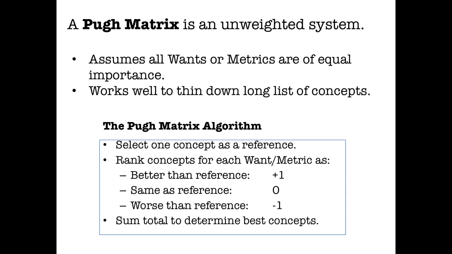The way that the Pugh matrix algorithm works is that you first select one of your three concepts as a reference. Okay, so your reference is going to score basically neutral on all of the wants or metrics. And then you're going to rank concepts for each want or metric as better than the reference gets a score of +1, same as the reference gets a score of 0, and worse than the reference gets a score of -1. And then you're going to total them up.